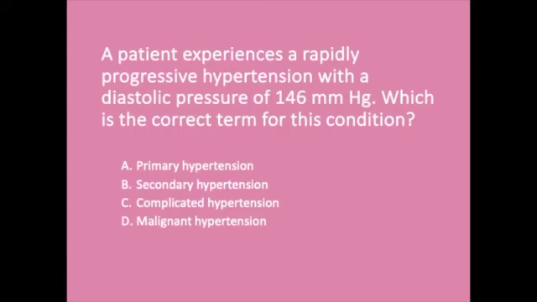A patient experiences a rapidly progressive hypertension with a diastolic pressure of 146 millimeters of mercury. What is this called? If you said malignant hypertension or hypertensive crisis, you're correct.